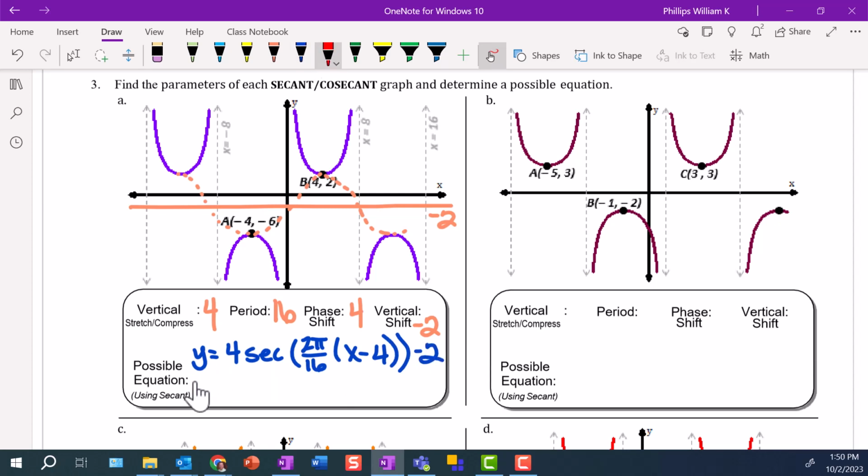So now we're going to clean this up. We will just reduce a little. 4 secant here. This is going to give us pi over 8, x minus 4, minus 2. And there we go. That is it. That is all we have to do in order to write an equation for a reciprocal identity.